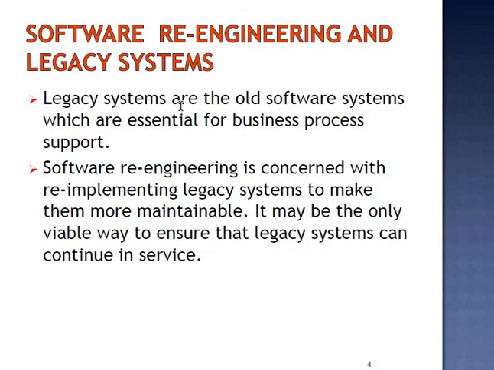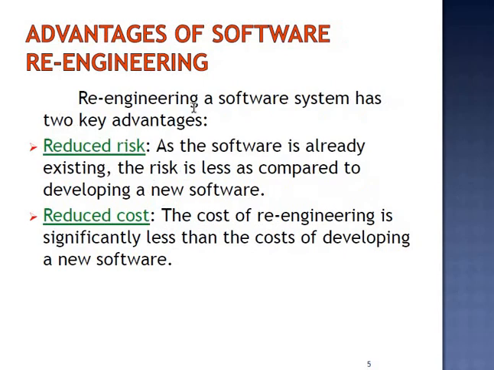So, software re-engineering and the legacy system. The legacy systems are the old software systems which are essential for business process support. Software re-engineering is concerned with re-implementing the legacy system to make it more maintainable. It may be the only viable way to ensure that the legacy system can continue in service, right? So we are rewriting the legacy system.